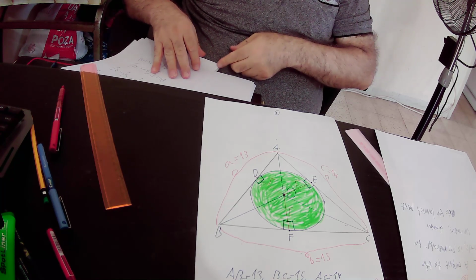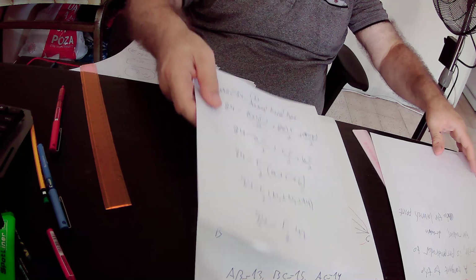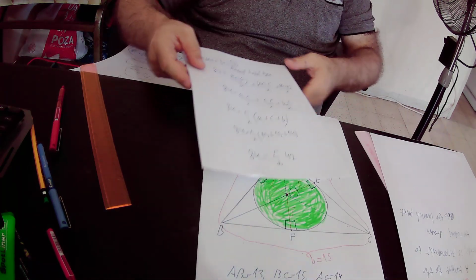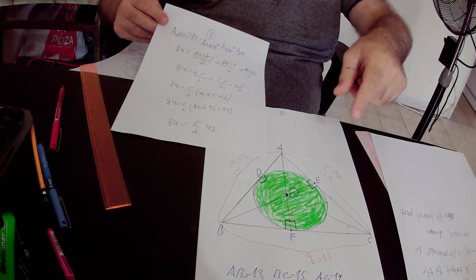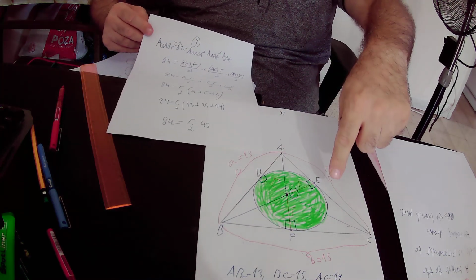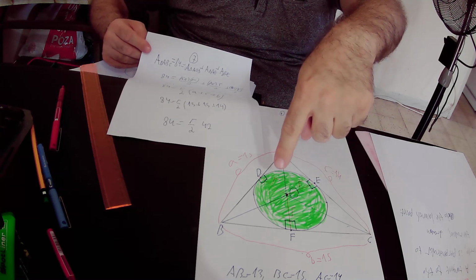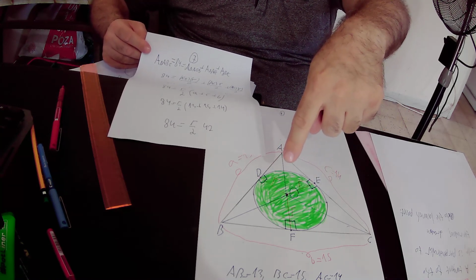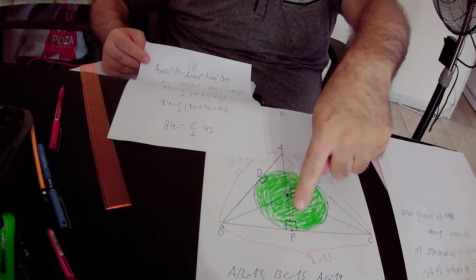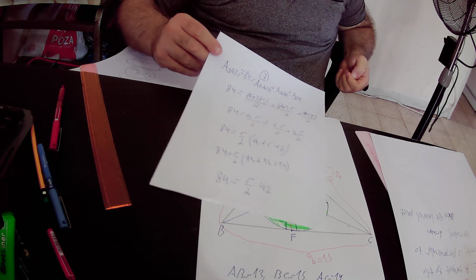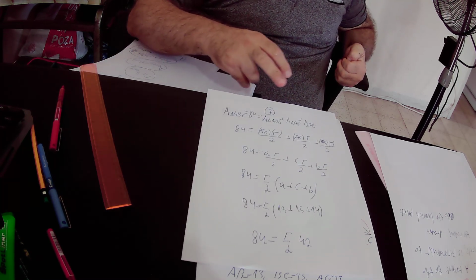So then we created the formula that states that the area of triangle ABC equals the sum of the areas of the 3 small triangles: the area of triangle AOB plus the area of triangle AOC plus the area of triangle BOC. Okay, and the only missing variable that we have in this equality is the radius.